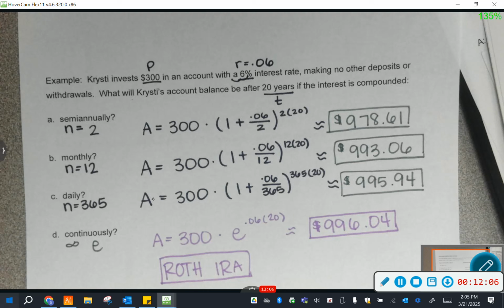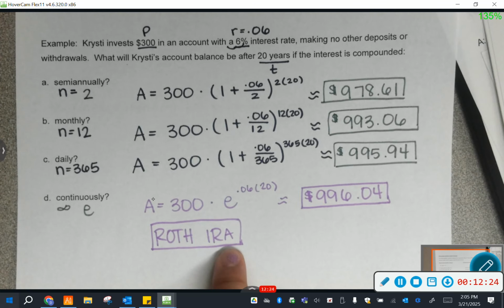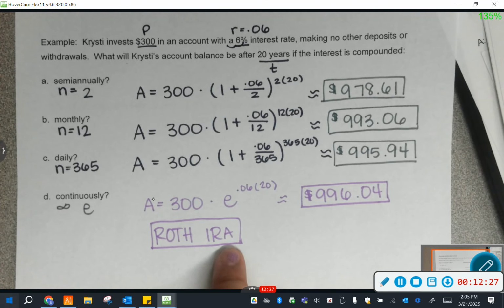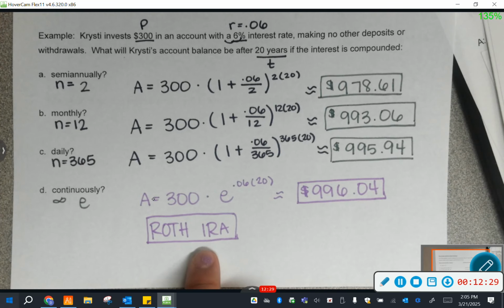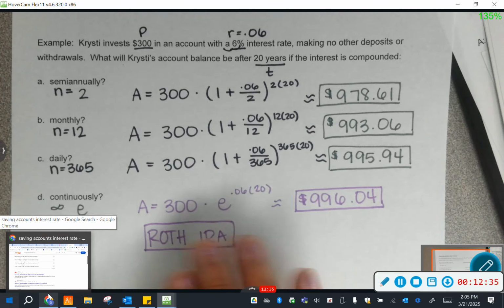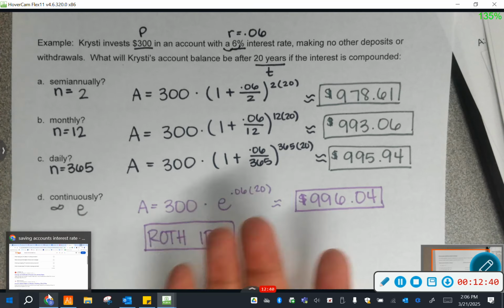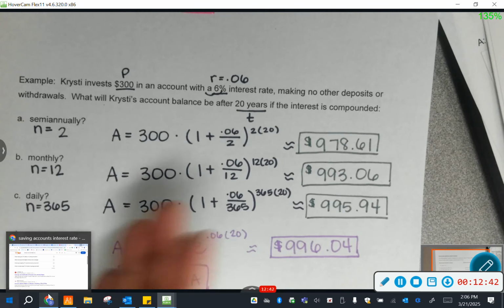Also, a lot of jobs, depending on your job, will match whatever you put into your 401k. Let's say you put in 2% a month, they'll match it, or match so much percent. Not teachers. But we also have something called a Roth IRA. Anybody can have a Roth IRA. It's not tied to your retirement or your job. I want to show you what a Roth IRA calculator looks like. It does the calculations for you, and looking at this equation, that is what it's doing.